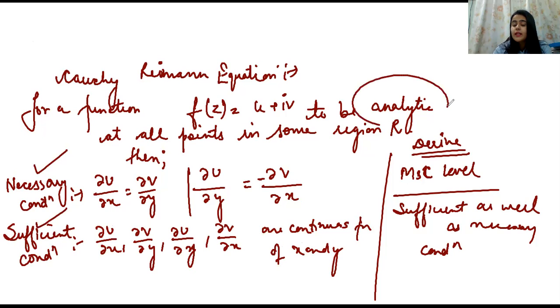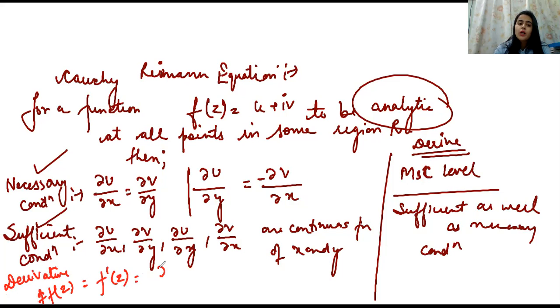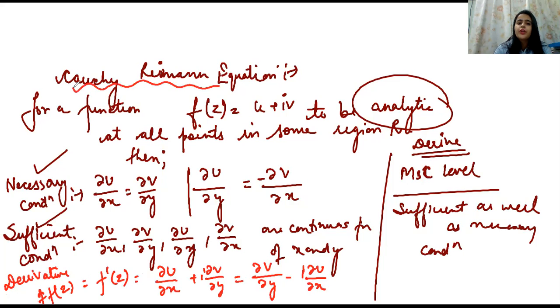This is your necessary condition, and this is a sufficient condition. If they are saying analytic, then it must have a derivative. So what is the derivative of f(z)? That means f dash z is equal to curl u by curl x plus iota curl v by curl y, which is equal to curl v by curl y minus iota curl u by curl x. That is basically your Cauchy-Riemann equation. So you must learn each and everything. This Cauchy-Riemann condition is in Cartesian coordinates.